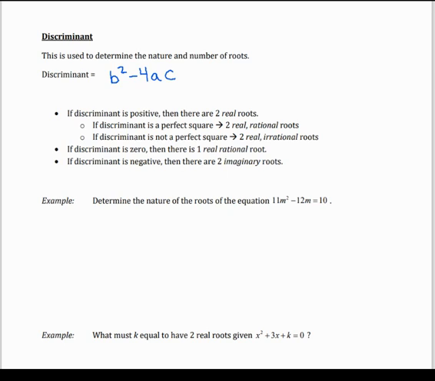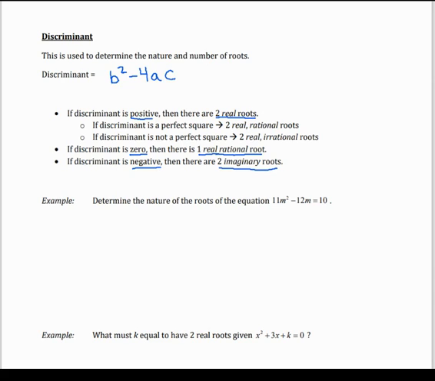If that discriminant is positive, then we have 2 real roots. If the discriminant is 0, then there is 1 real rational root. So we'll get one answer, and it will be rational. If the discriminant is negative, then we have 2 imaginary roots.